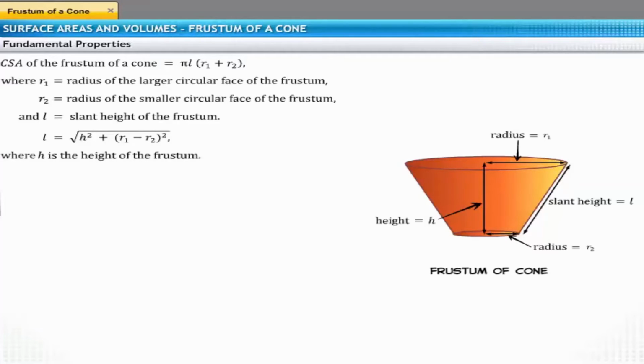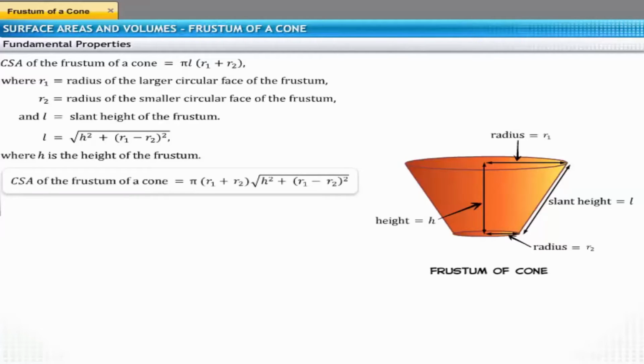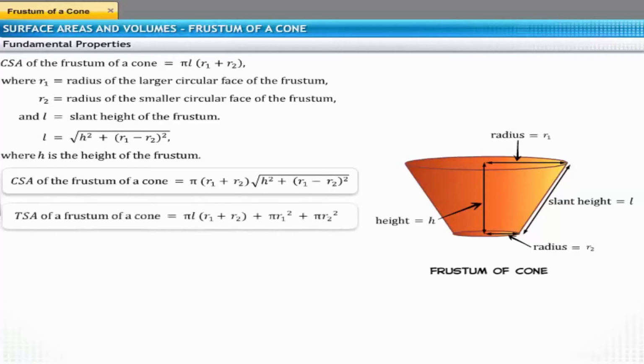Using the expression for L, the CSA of the frustum can also be expressed as pi times R1 plus R2 into under root h square plus R1 minus R2 the whole square. The formula for total surface area TSA for the frustum of a cone is pi times L times R1 plus R2 plus pi times R1 square plus pi R2 square. As before, the slant height L equals under root h square plus R1 minus R2 the whole square.